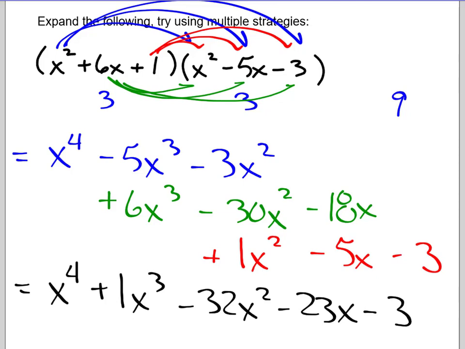Pause it, take a look. I think you'll find it's not as difficult as it looks on the piece of paper or on the page in front of you. There's a lot of terms there. It gets visually overwhelming, but the actual skills you have.